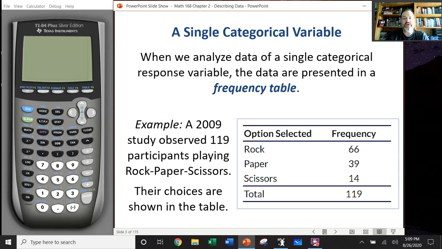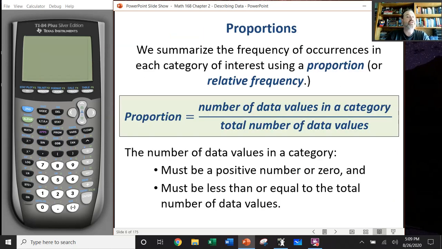Right? And if you go back one slide, you'll see it, 119 people total. But there are 3 categories. So there's going to be 3 proportions. And the number of data values in a category, so that numerator has to be a positive number or 0, and it must be less than or equal to the total number of data values. And that should be clear.